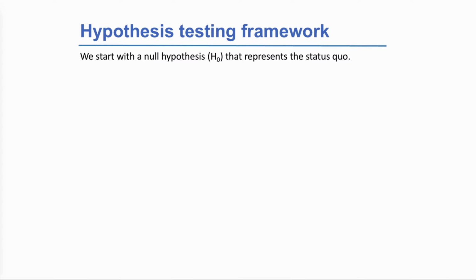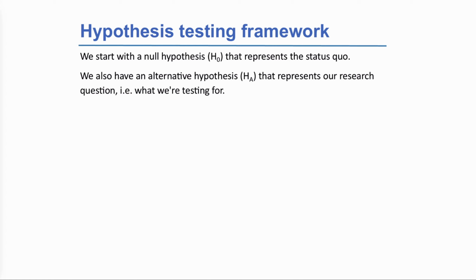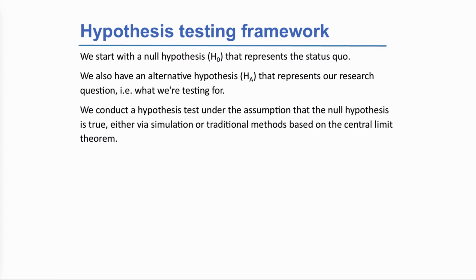So the basic concept of hypothesis testing: we start with a null hypothesis, H0, that represents the status quo. We also have an alternative hypothesis that represents our research question, which is, what are we testing for? We conduct a hypothesis test under the assumption that the null hypothesis is true, either via simulation or traditional methods based on the central limit theorem. We're mostly going to go with this. Simulation is time consuming. The central limit theorem is just some math we can do.